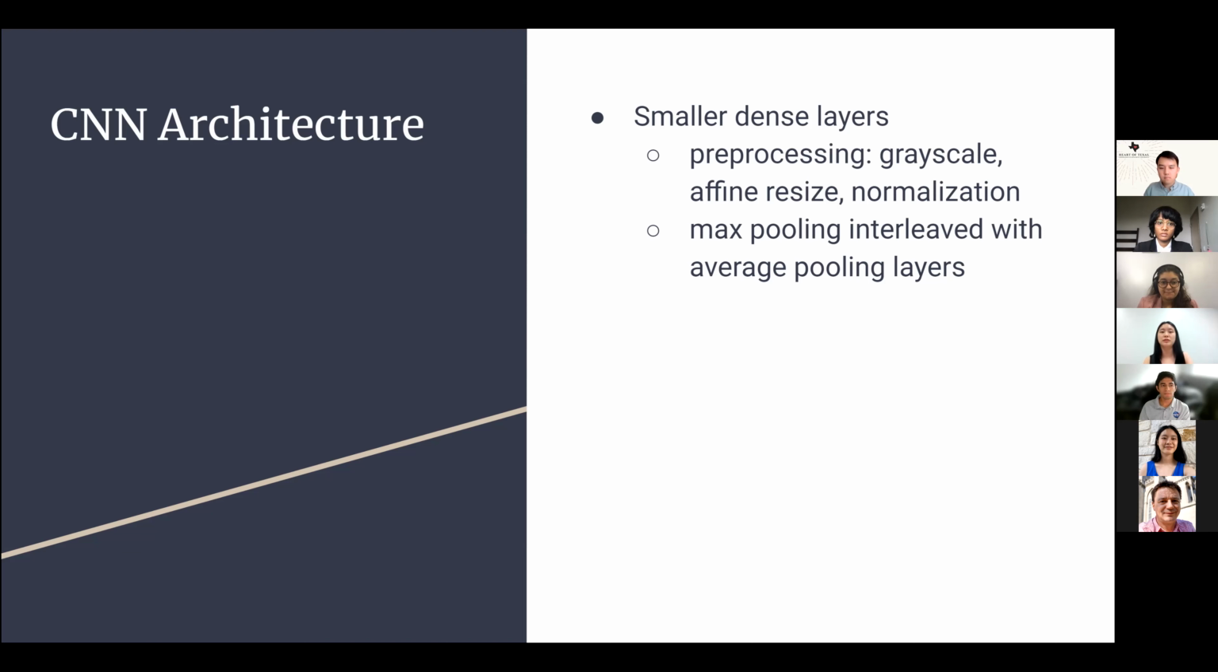And so in terms of preprocessing for our data, we worked with grayscale images, like I mentioned. We had affine resizes to make sure that they fit our pipeline, which just took a 256 by 256 pixel image. And we also did normalization as is typical. Instead of batch normalization, though, I will say we did use the local normalization, which is typical for AlexNet, simply because the batch normalization led to inconsistencies in our performance in terms of accuracy.